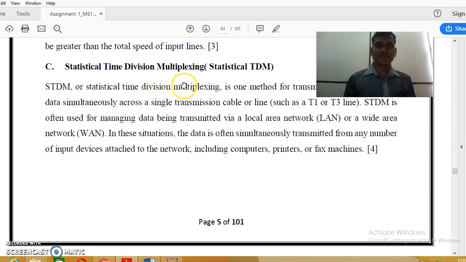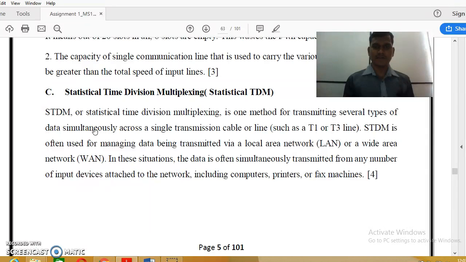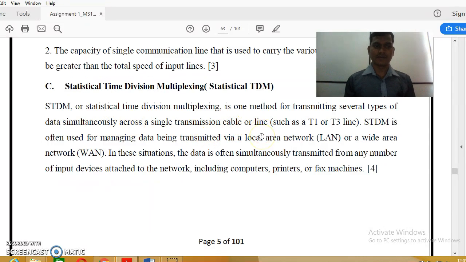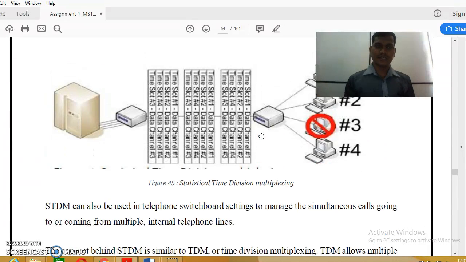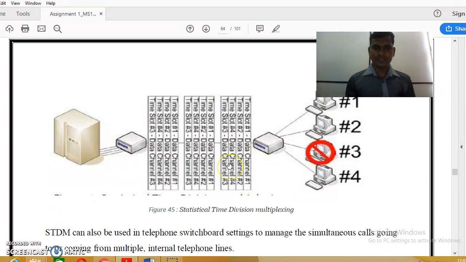Statistical time division multiplexing, statistical TDM. STDM is a method for transmitting several types of data simultaneously across a single transmission cable or line. This is statistical time division multiplexing. You can see it in this figure.